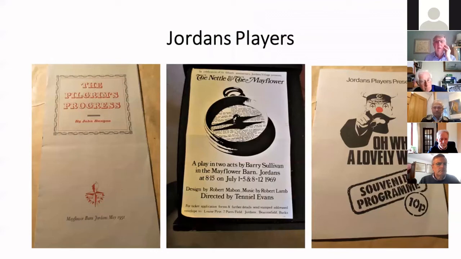Now, turning to literature and the arts, we have had, and indeed still have, a wonderful number of residents involved in literature and the arts. Jordans Village started in 1919, and by 1922 its amateur drama group, the Jordans Players, was putting on productions in the village hall. For decades there were three or four productions a year, the most ambitious of which were performed in the Mayflower Barn. These included The Pilgrim's Progress in 1951, The Nettle and the Mayflower in 1969, and Oh What a Lovely War in 1974.